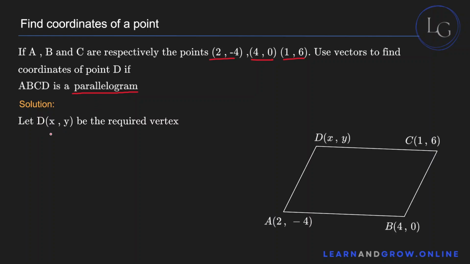So, let's just assume that the coordinates of D are x and y, right? So, this is the parallelogram. This is point A, this is point B, this is point C, and this is point D. Now, since it's a parallelogram, that means that this side and this side are parallel, this side and this side are parallel.